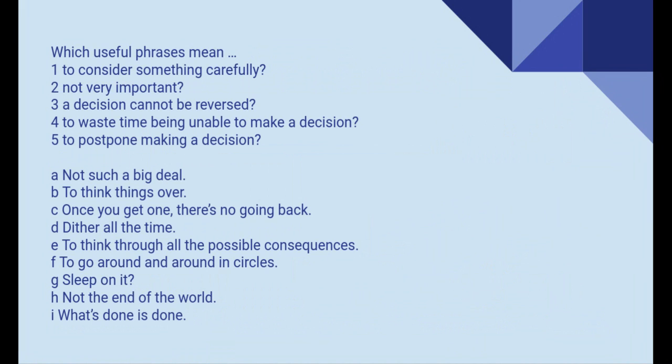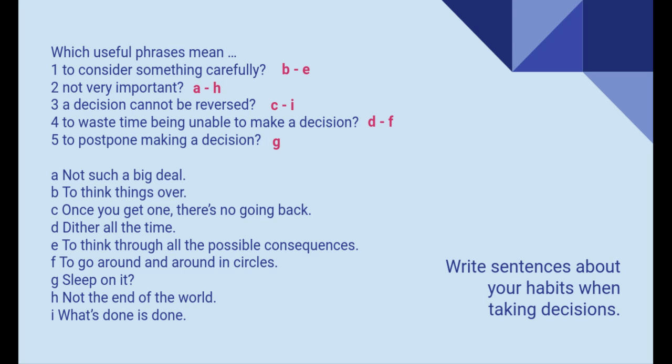Okay, so for number 1, you should have letters B and E. To think things over, to think through all the possible consequences. Here we're considering something carefully. 2, when we say that something is not very important. Letters A and H. Not such a big deal, not the end of the world. A decision that cannot be reversed. C and I. Once you get one, there's no going back. What's done is done. To waste time being unable to make a decision. Letters D and F. Be there all the time and to go around in circles. To postpone making a decision would be letter G. Sleep on it. Great. Now I want you to write some sentences about your habits when taking different decisions.